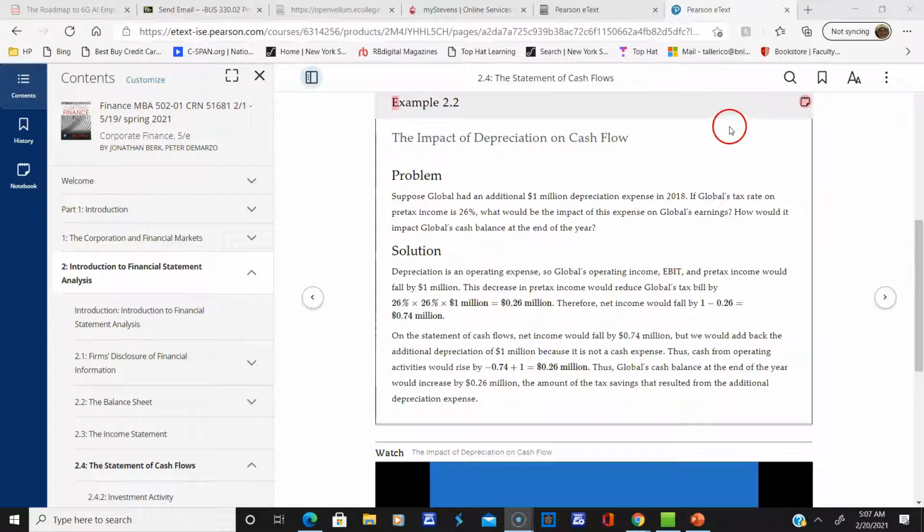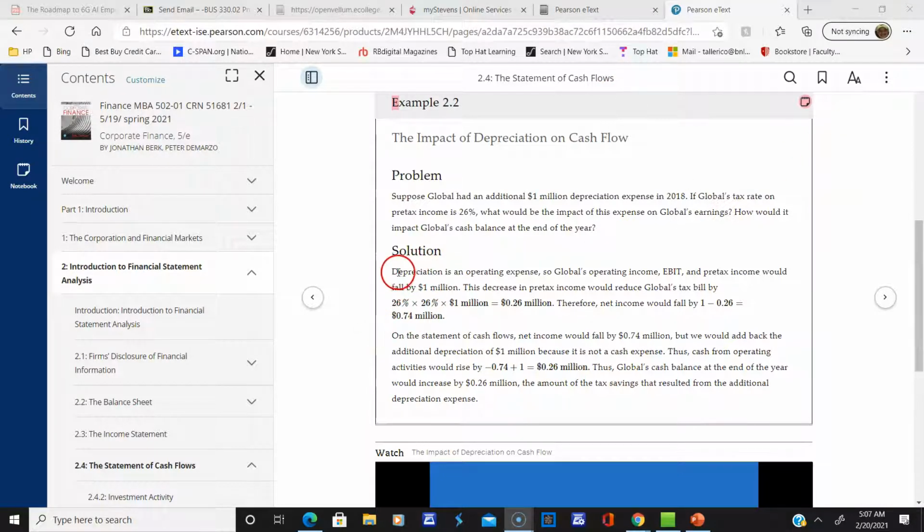So I want to pick up here on example 2.2 where we left off on the other part. This is an example on how depreciation affects cash flow. If you read this example, suppose Global had an additional $1 million depreciation expense. If the tax rate on pre-tax income is 26%, what would be the impact of this expense on Global earnings? How would it impact Global's cash at the end of the balance?